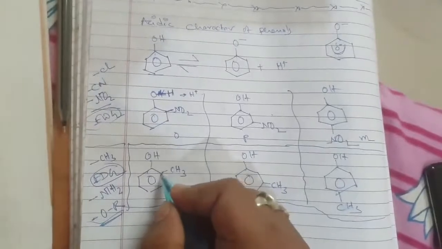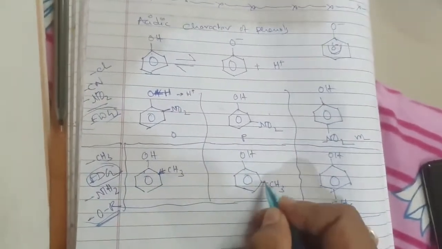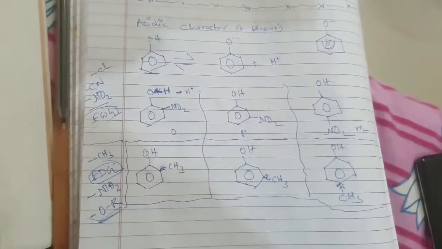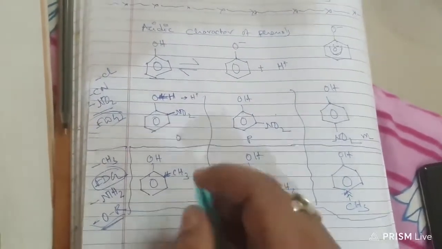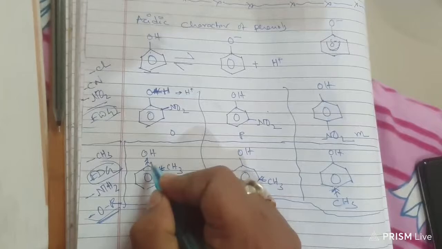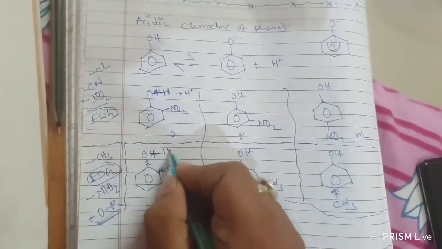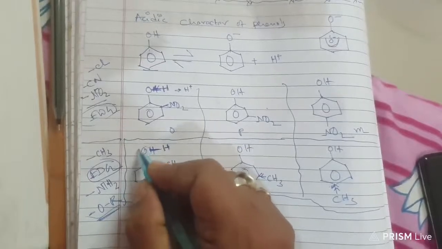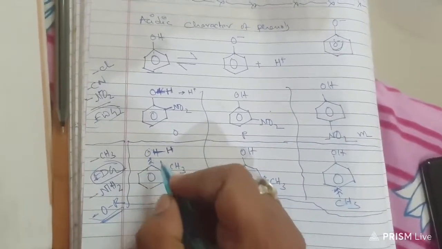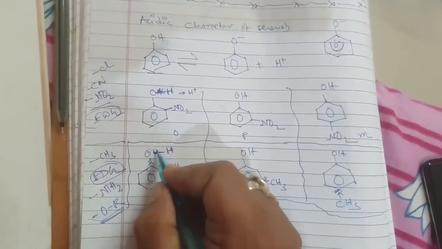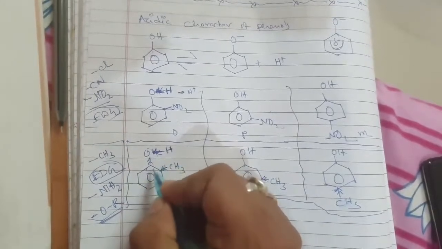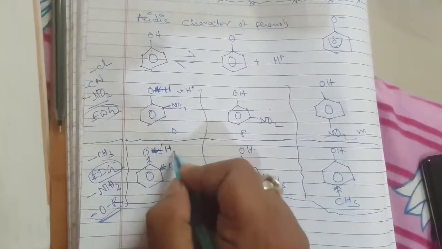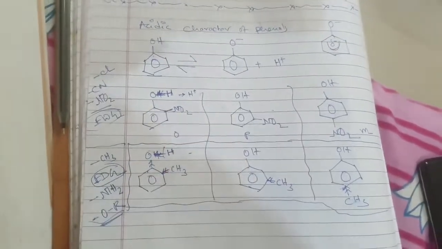However, CH3 is an electron donating group, and because it will donate electrons towards the benzene ring, electron will go towards the oxygen also. Hence, as the electron density around oxygen increases, the tendency to pull the electrons towards oxygen becomes less, and hence the tendency to release the H plus ion is a little bit less.